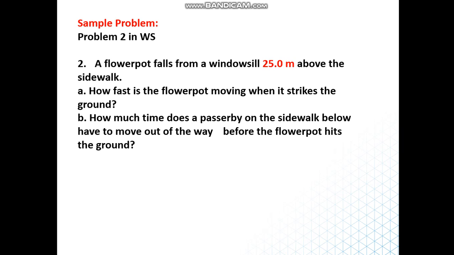Let us start here together. A flower pot falls from a window sill 25 meters above the sidewalk. So let me try to sketch it. Here is the flower pot, it will fall down, and delta y will be negative 25 meters because it will be falling down and the downward direction is a negative direction.